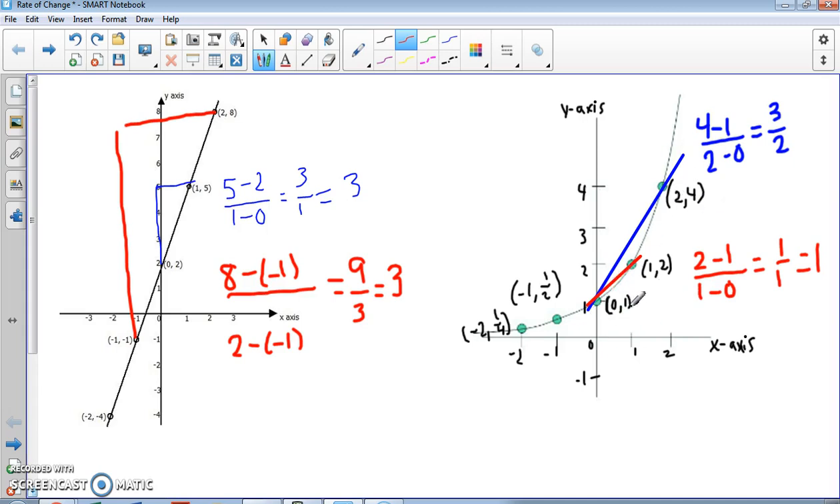The closer we pick two points, the more accurate we're going to get, or the closer approximation we're going to get to that curve. But there's no way to actually calculate that, and that's why we call that average rate of change.